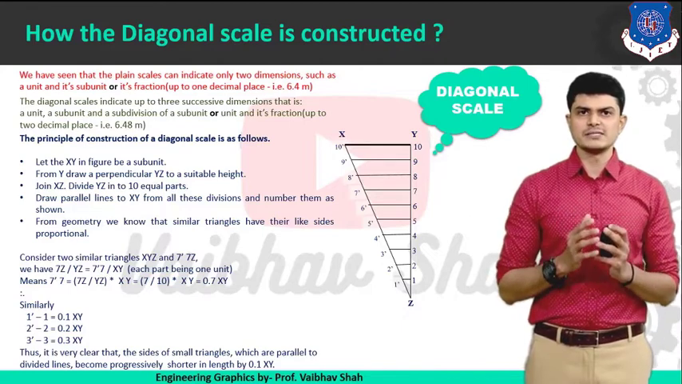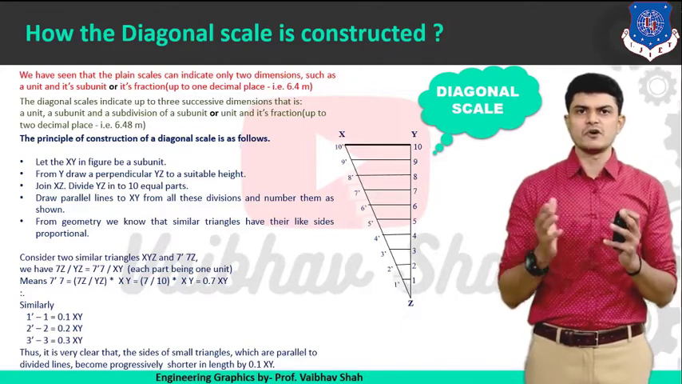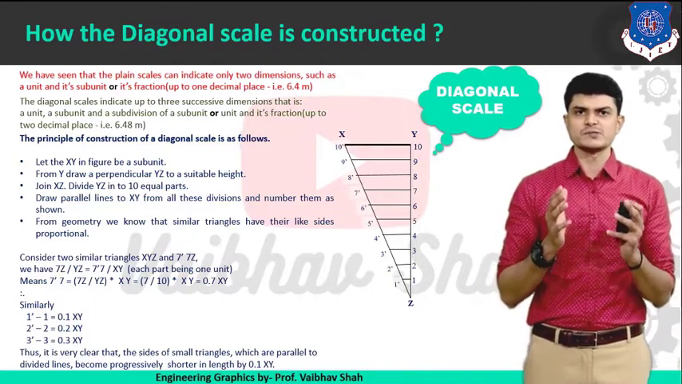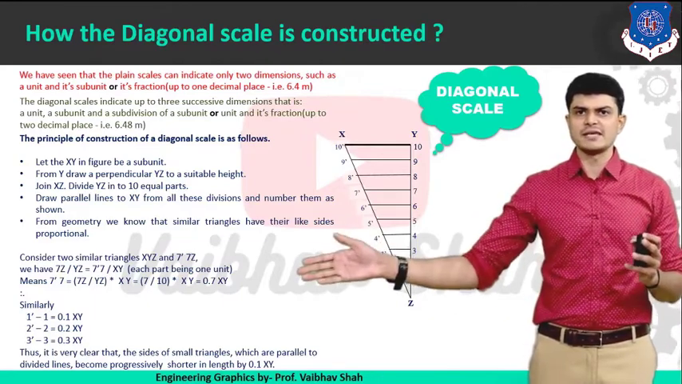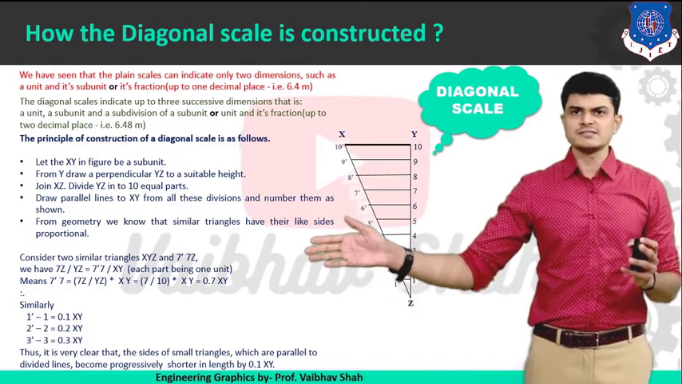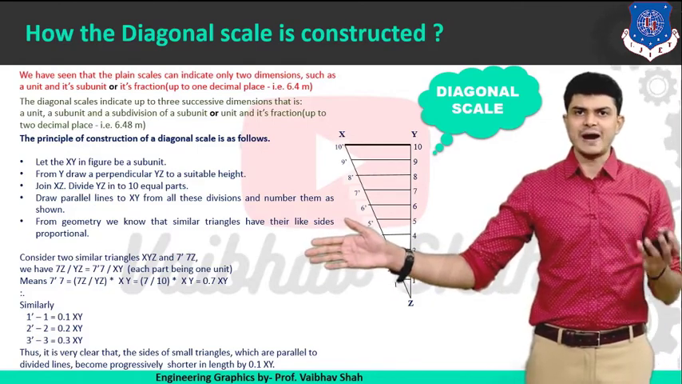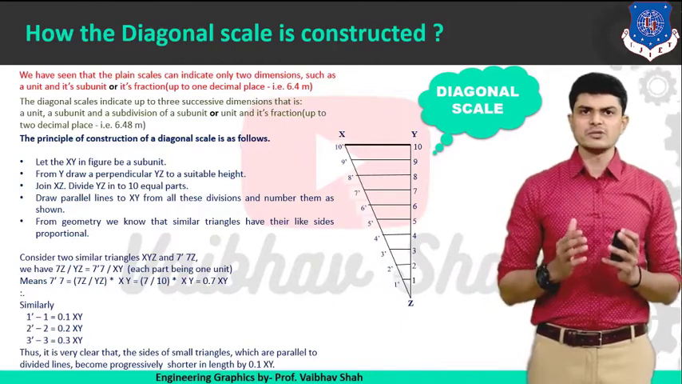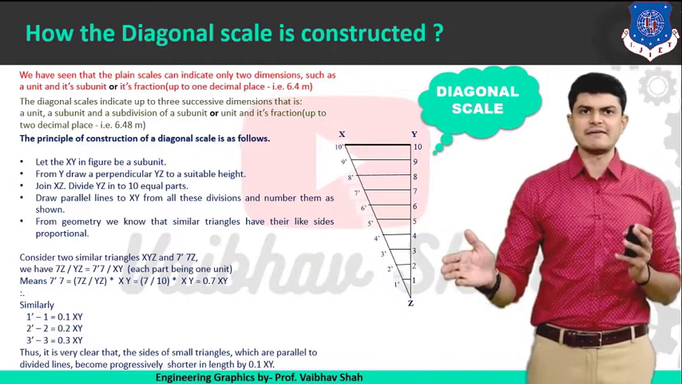Now, we want the length of your 7, 7 dash line, right? So let us convert this equation for 7, 7 dash. We will be having the equation like this: 7z divided by yz into xy. Now, we know that the 7z distance is of 7 divisions.